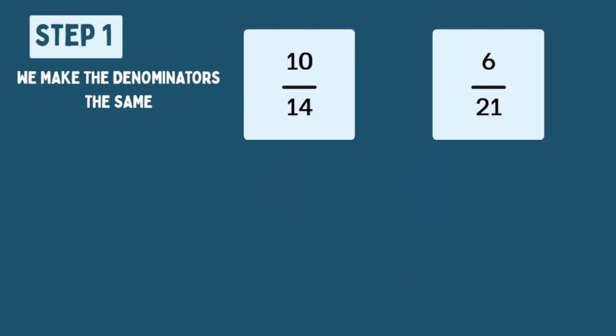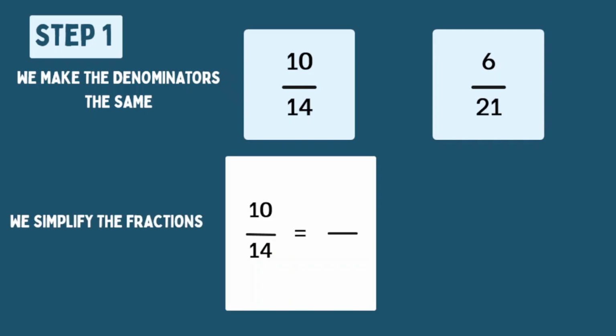So step 1 is that we want to make the denominators the same, and we have different denominators here. So we're going to change this 14; we want to reduce 14 to 7. So how do we do that? We simplify the fraction. How we're going to simplify it is to divide it by 2.